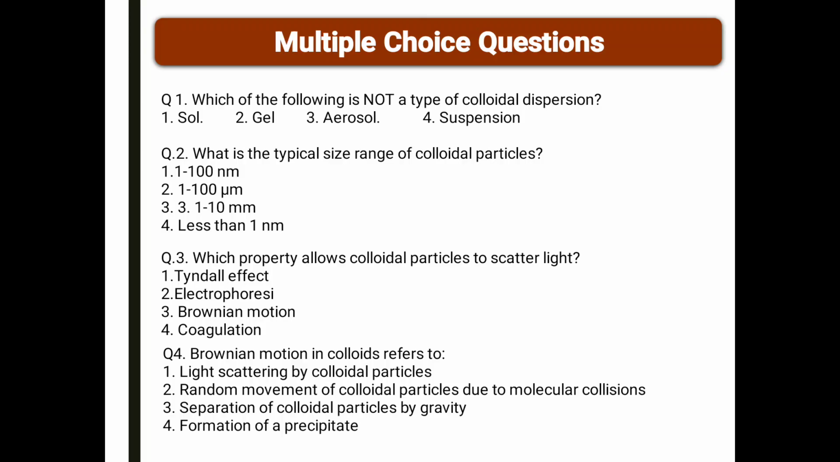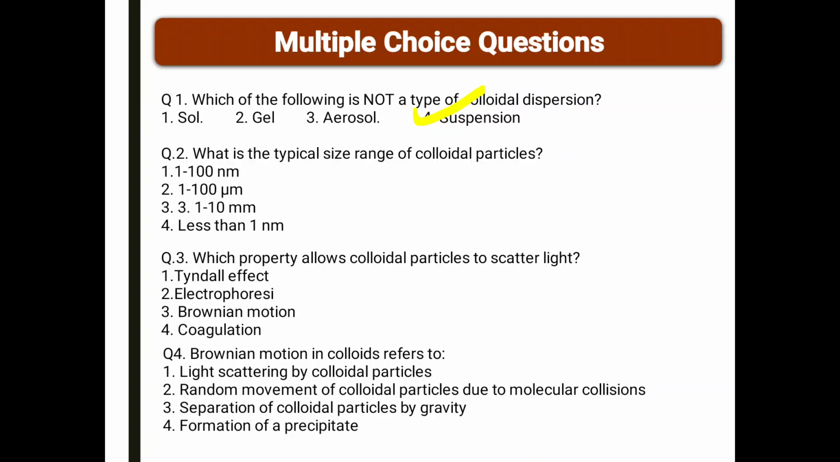Here, not a type of colloidal dispersion. Dispersions have three types: colloidal dispersion, coarse dispersion, and fine dispersion. Option 1 is sol, option 2 gel, option 3 aerosol, and option 4 suspension. So suspension is the correct answer, because suspension is a coarse dispersion, not a colloidal dispersion. The remaining sol, gel, and aerosol are examples of colloidal dispersion.